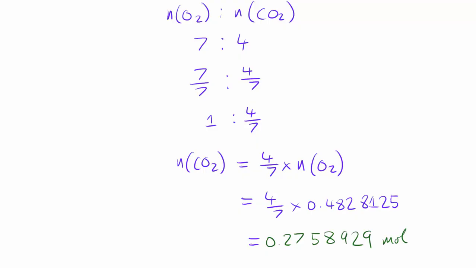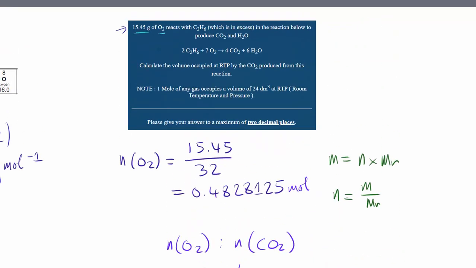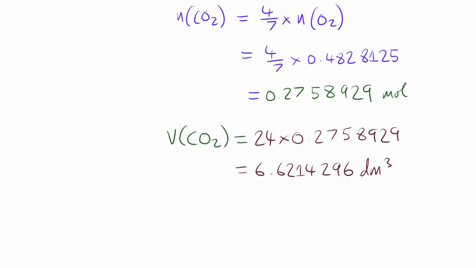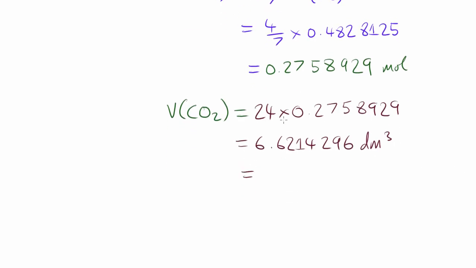Okay, so if you refer now back to our question, as it makes quite clear, please give your answer to a maximum of 2 decimal places. So therefore this would simply be 6.62, and that's going to be in decimeters cubed. And we can say that that is to 2 decimal places. So in this case, this would be our answer for the volume of CO2 produced. All right.